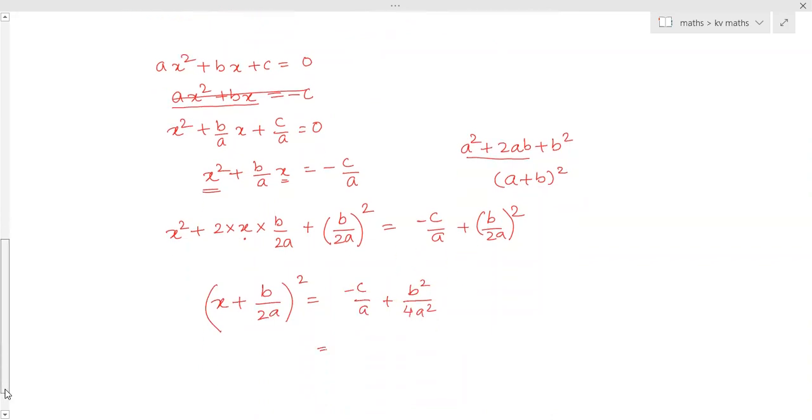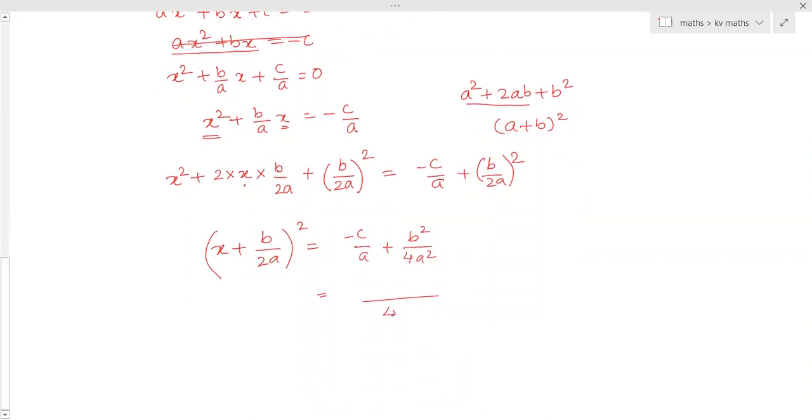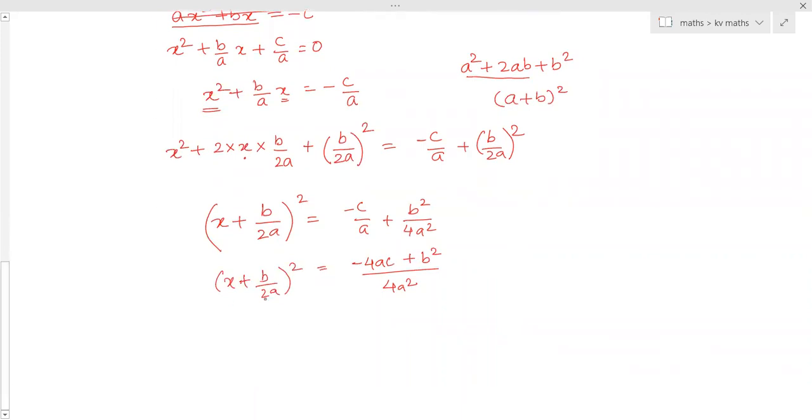So this is now simplified. LCM is 4a square. Here I need to multiply with 4a. That means it will become minus 4ac plus b square is equal to x plus b by 2a whole square. Now take the square root on both the sides. So therefore x plus b by 2a is equal to, numerator will become b square minus 4ac and denominator is in the form of square, so we can directly write it as 2a. Square root is 2a and this is plus and minus because square root is either positive or negative.